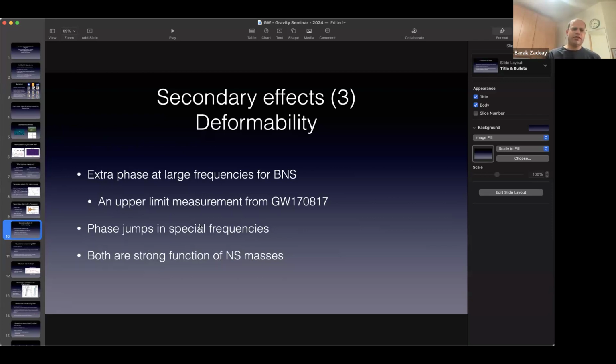But all of these effects are very strong functions of the neutron star masses, and if we get lucky, and LIGO has a significant amount of luck that it gets, then we'll measure these effects just from signals that have low mass.